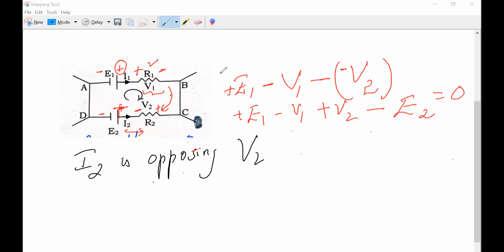The diagram and all I'll share with you. Only write down what I have written in red. And the main thing is I2 is opposing V2. Maybe I'll take a screenshot of this. Let me, yeah, take the snipping. I'll save it and I'll share it with you. So don't worry, I will save this snipping, okay? I'll save it all.